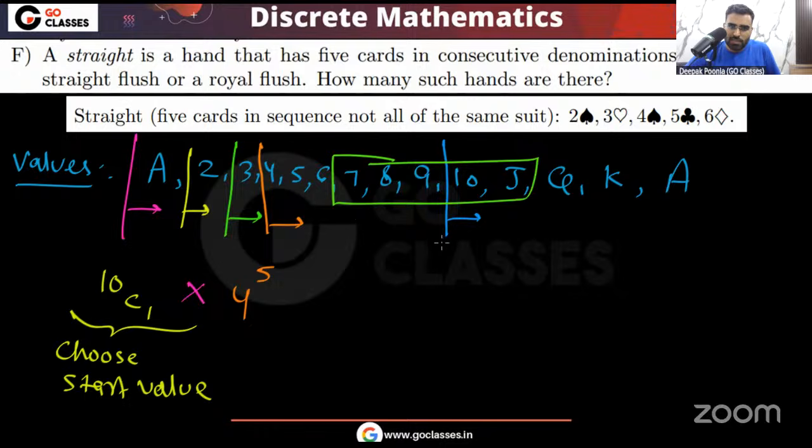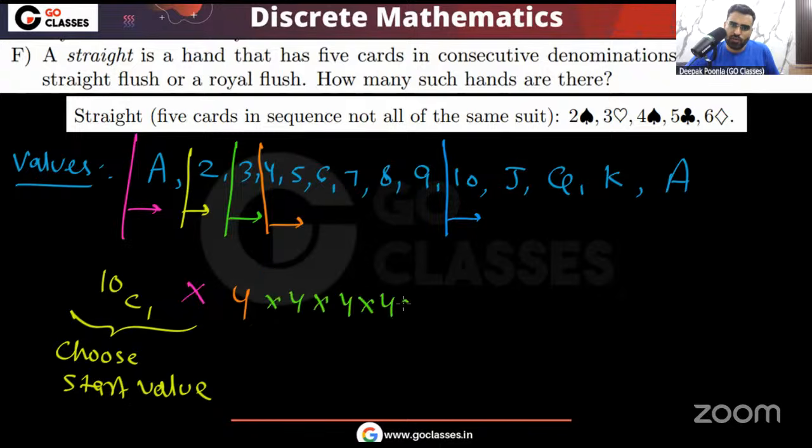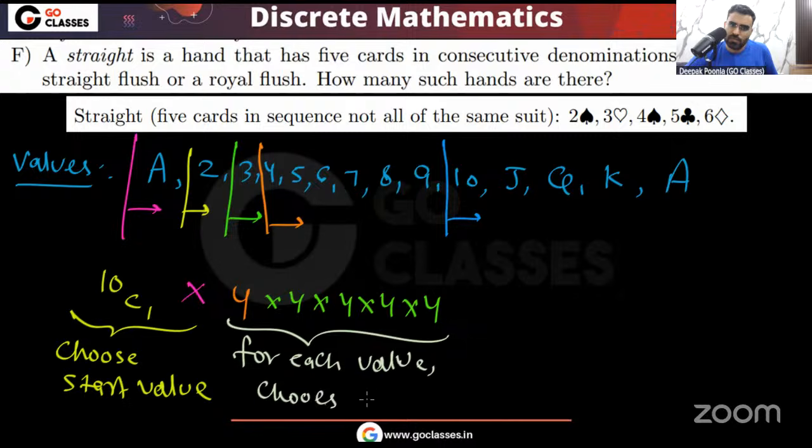Now, in these 5 consecutive values, every value has total 4 cards, but I just want one card of that value. So what we are going to do is 4 into 4 into 4 into 4 into 4, because for each value we are taking one card. For each value, choose one card. Simple. So this is the idea.